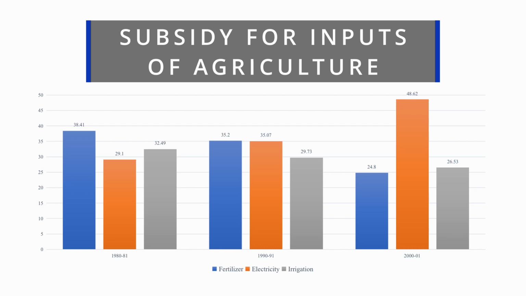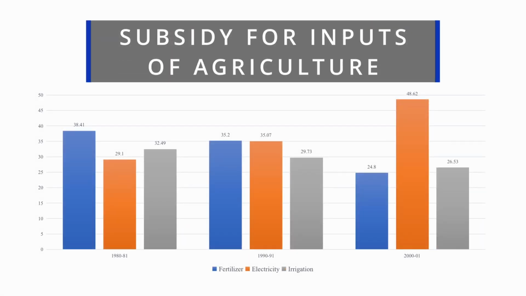Now, if we look at this diagram, we are watching the subsidy for different inputs of the agricultural sector. There we see the percentage of subsidy for fertilizer and for irrigation is falling over time. And as we already discussed, now the private sector can produce fertilizer and sell it in the market, so everyone can purchase fertilizer from the market at the market rate. So the significance of the government subsidy for the fertilizer sector is falling, and that is why the government has also reduced the percentage share of the subsidy for fertilizer.